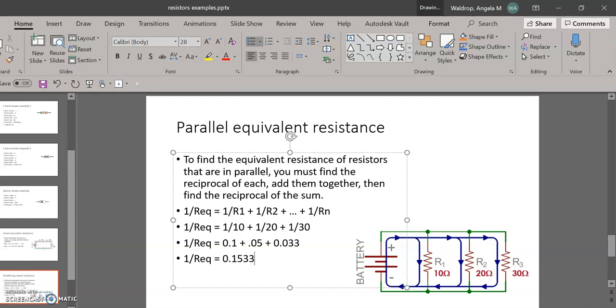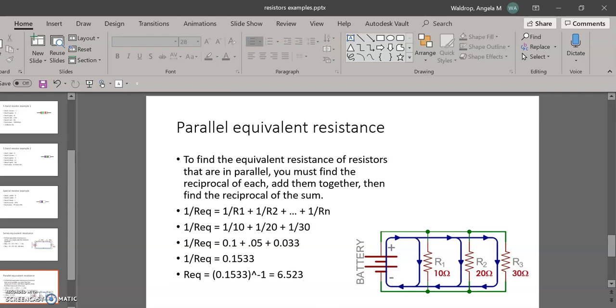What I have to do is take the reciprocal of that number. So I'm going to take REQ, and I'm going to do 0.1533 raised to the -1 power on my calculator, and what that's going to give me is 6.523. Okay, so I think that's the approximate answer there. It's pretty straightforward. So I've got to find the reciprocal, the inverse of each branch, add them together, and take the reciprocal of the sum.